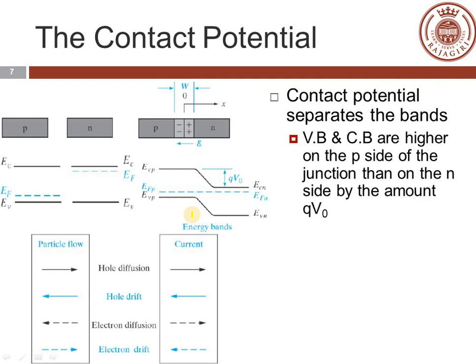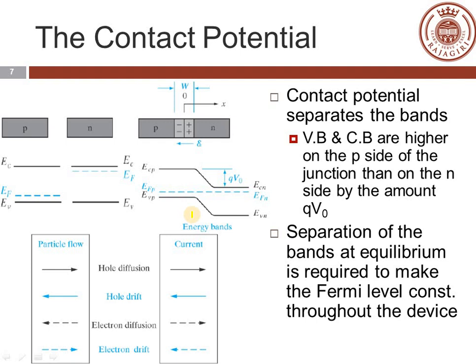The contact potential separates the bands as we discussed now. Valence band and conduction band are higher on the P side of the junction than on the N side by an amount qV0. But at equilibrium we will be having only one Fermi level. EFp will be equal to EFn at equilibrium. Now the separation of the bands at equilibrium is required to make the Fermi level constant throughout the device.